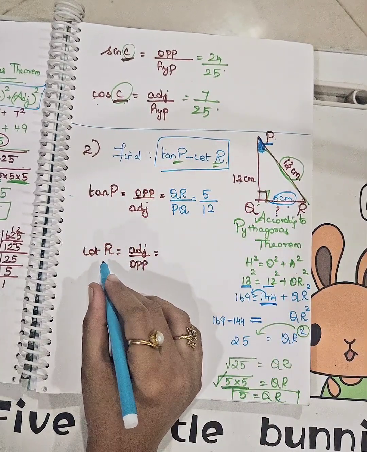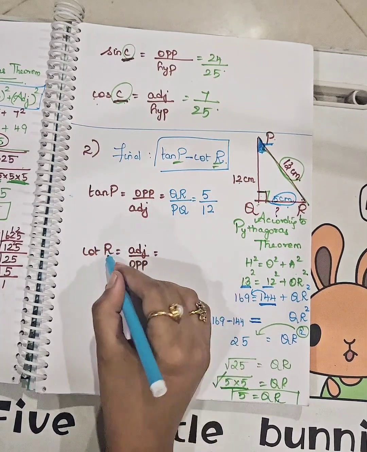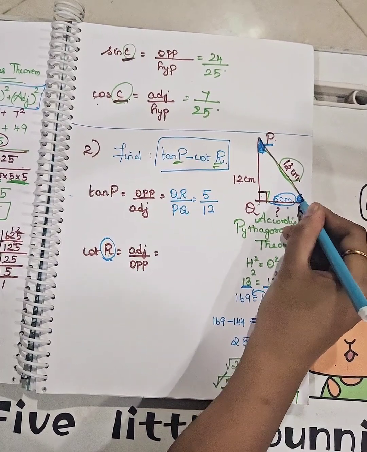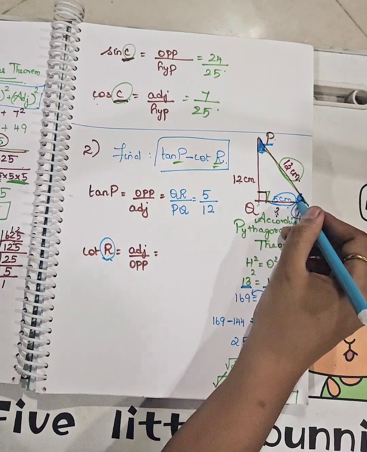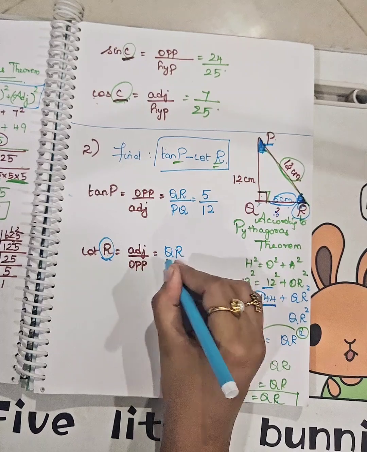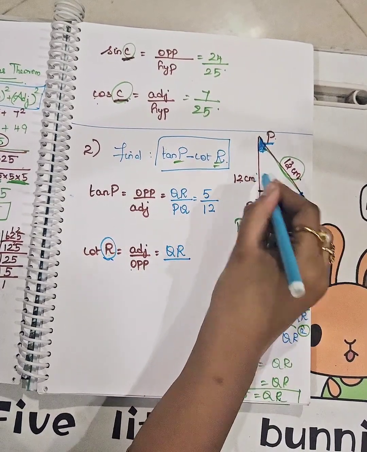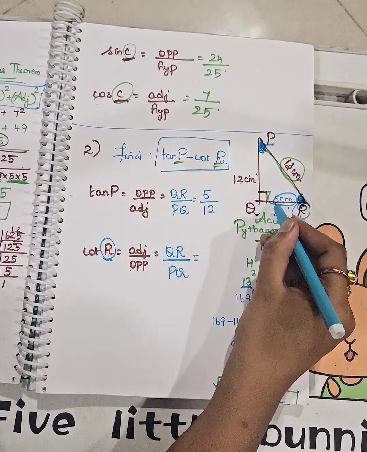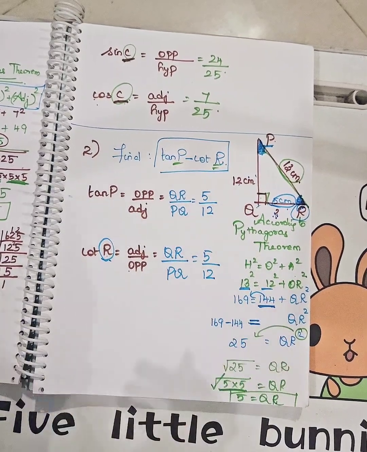Next, let's move on to the cot R. Adjacent by opposite. So which is R? The angle is R, right? So for the angle R, which is adjacent to R, means next to R. Which is adjacent to R, next to R. So next is QR divided by opposite. Which is opposite to R? PQ. So what is the answer for QR? 5 by PQ, nothing but 12. So hope you can understand, students.